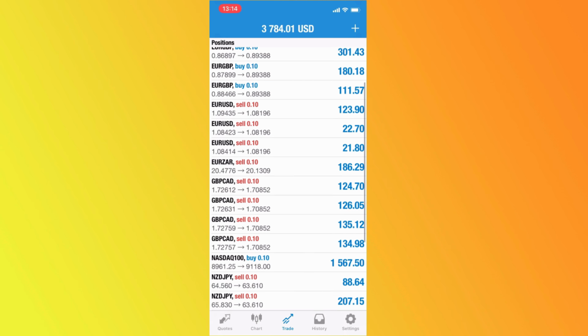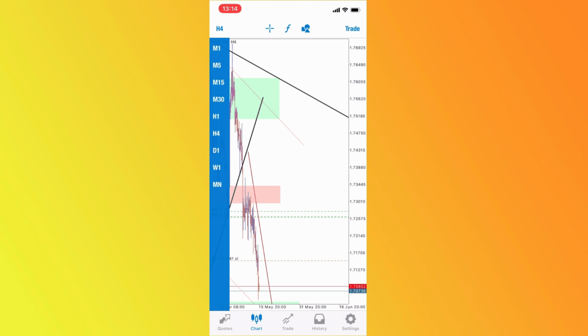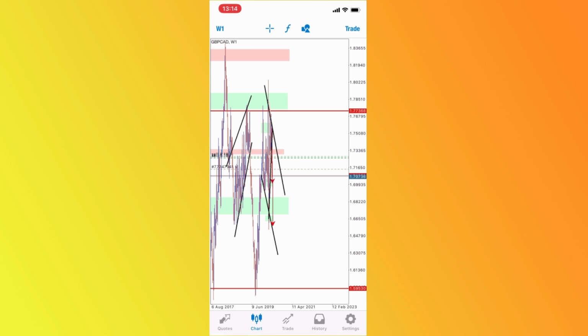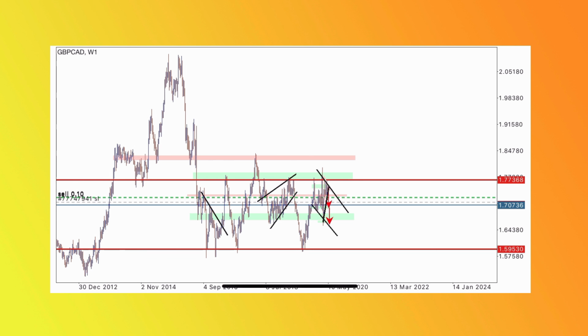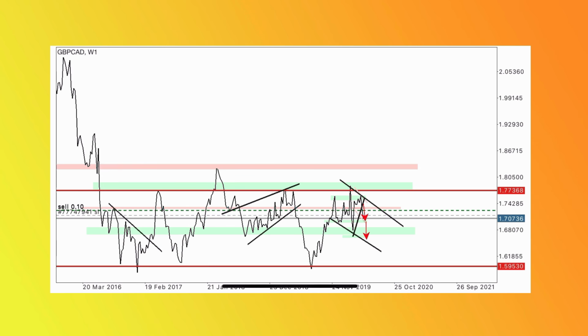Now guys, let's head over to GBP/CAD, and firstly let's start by opening our weekly time frame and switching to a landscape view. Secondly, to have a clear view of our analysis, let's use a line chart.